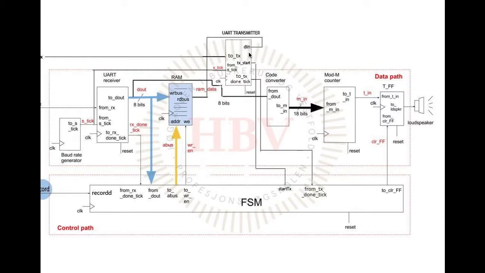When the record isn't on, we can see that the data from the UART receiver will not go through the RAM because it isn't going to be saved. As we can see, it just skips the RAM and goes into the code converter.